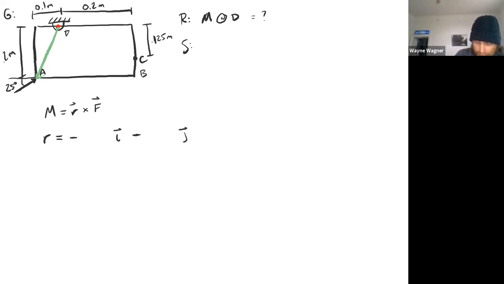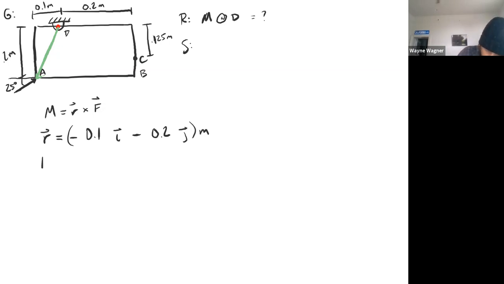Now I just need to give it signs, or magnitudes. In the X direction, it's 0.1 meters, and in the Y direction, it's 0.2 meters. I'm going to go ahead and put the meters out here because I didn't feel like writing it in there. And that's how you get your R.